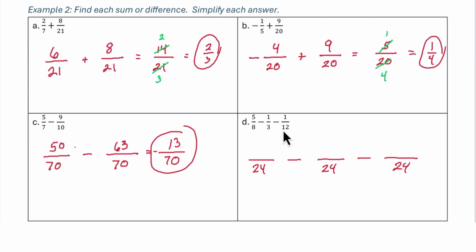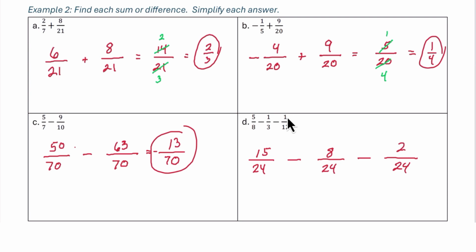Now to get the equivalent numerators, 8 goes into 24 3 times. 3 times 5 is 15. 3 will go into 24 8 times. 8 times 1 is 8. 12 will go into 24 2 times. 2 times 1 is 2.